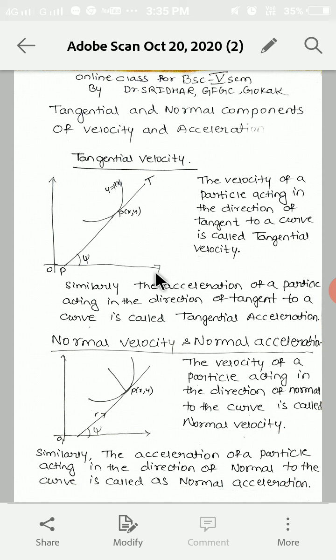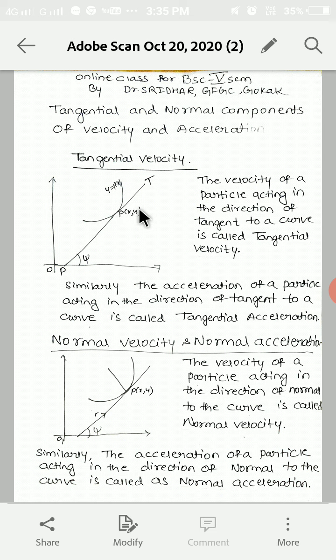Today I am going to define what are tangential and normal components of velocity and acceleration. Now, to define tangential velocity, see this figure. This is the y-axis and this is the x-axis, and here we have a curve y is equal to f of x. Let us consider a point P on this curve, and through this point P we draw a tangent. So PT is a tangent to this curve.